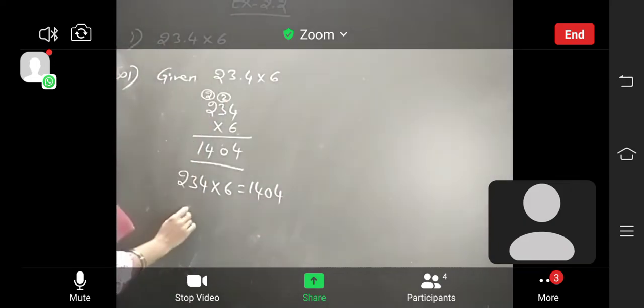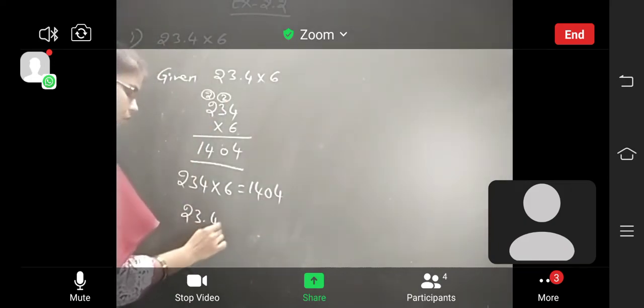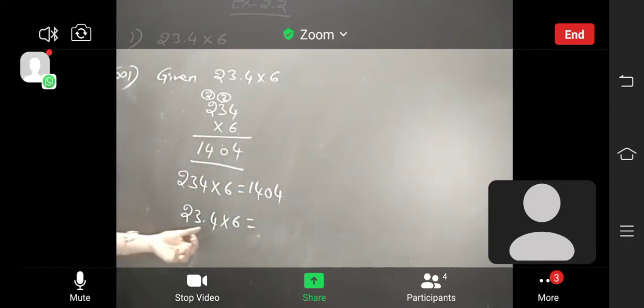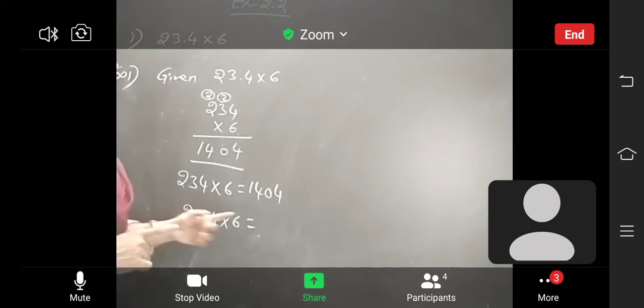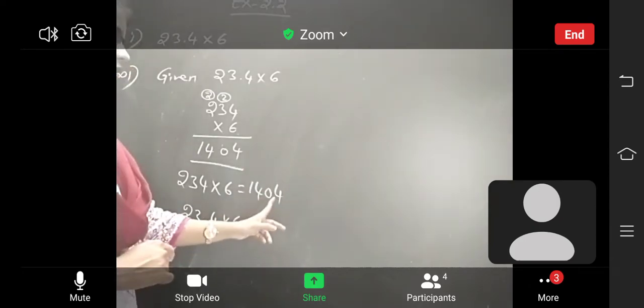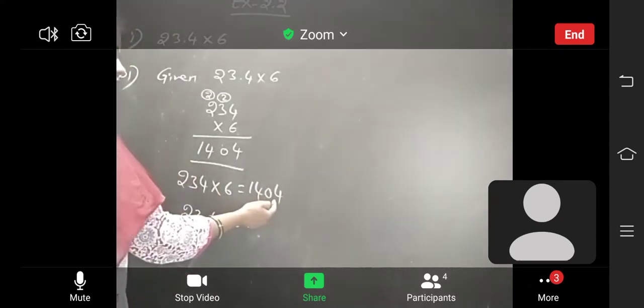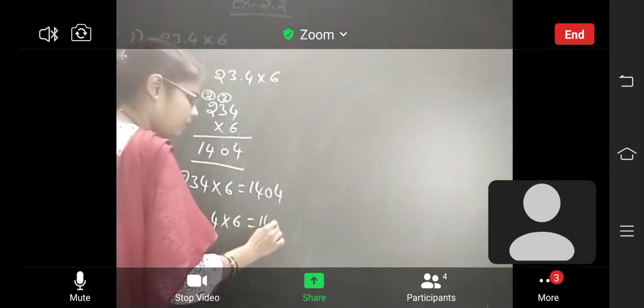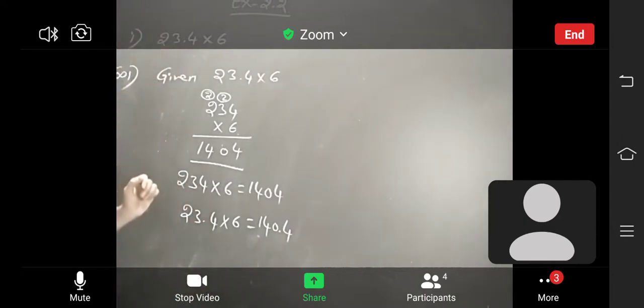Now the decimal point. 23.4 into 6 is equal to what is the answer? Here after the decimal point how many digits are there? Only 1 digit. So you should keep the decimal point after 1 digit from right side to left side. So where you should keep the point? Here. So 140.4 is the answer. Okay, ma? Did you understand? Come on, write.